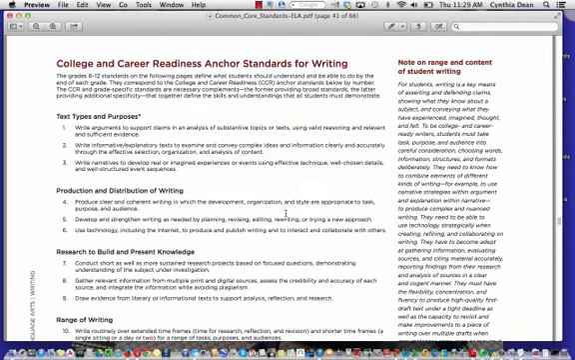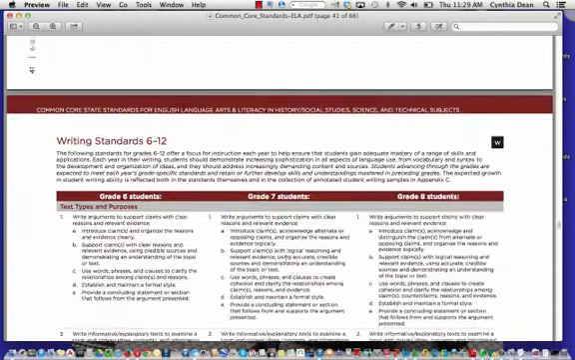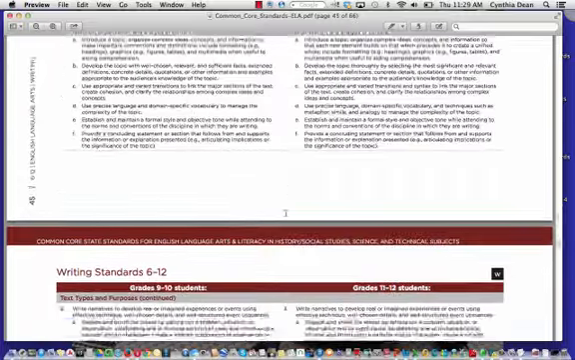And then we have standards for writing. Again, there are 10 of them here. And then there are also standards for language.